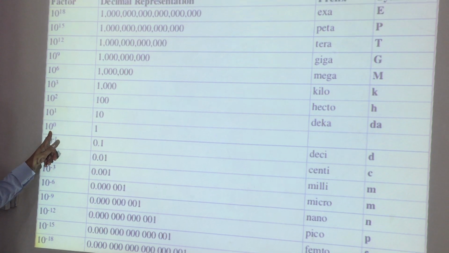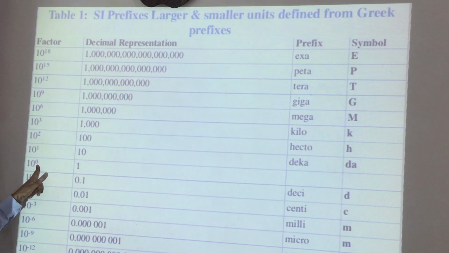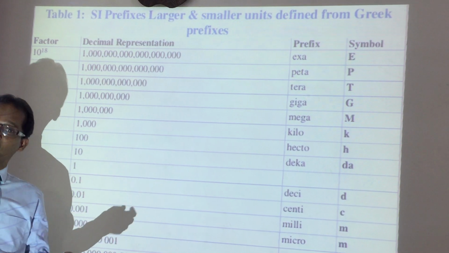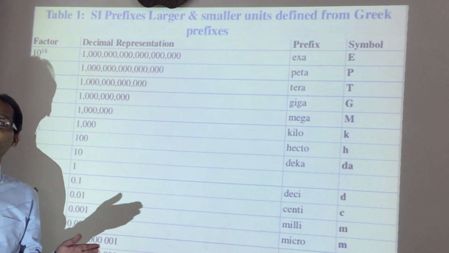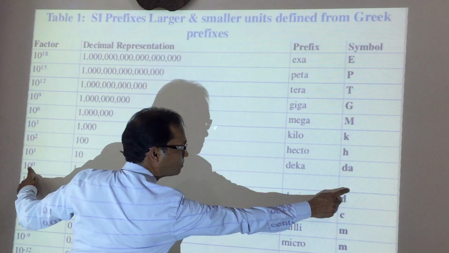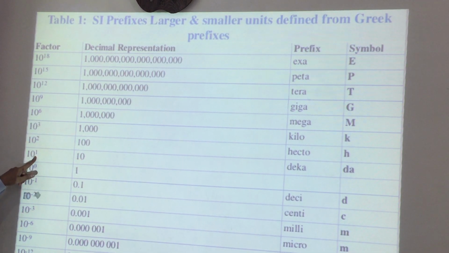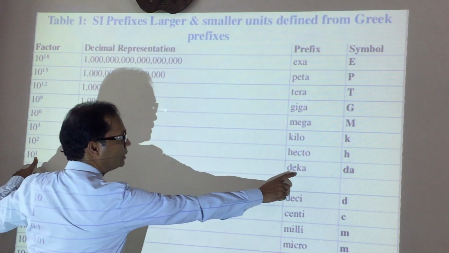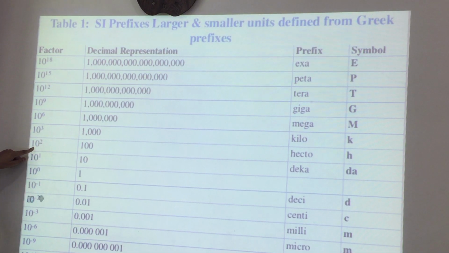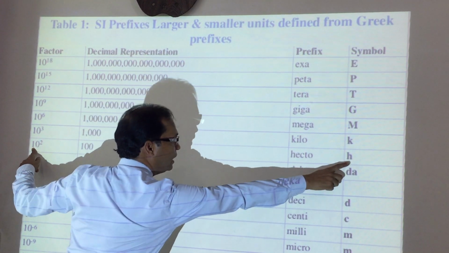If 10 has exponent 0, it must be equal to 1. Even if there is a huge number, but the power is 0, it will be equal to 1, and there will be no prefix here because the amount is equal to 1. But if 10 has exponent 1, it means 10, and deca is the prefix and the symbol is da. If 10 is raised to the power 2, that is 100, it means hecto. Hecto is the prefix and h is the symbol.